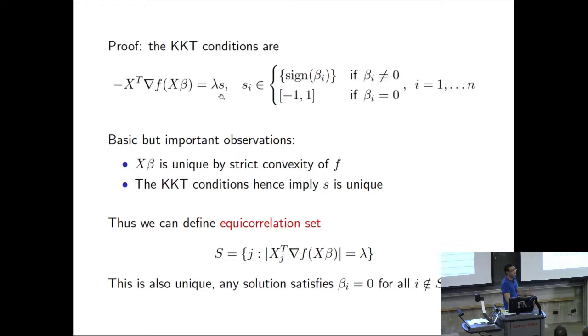The subgradient of beta at the solution is unique itself because they only depend on x beta. So the left-hand side is unique. The right-hand side must also be unique then. Doesn't matter which beta we take, it will generate the same subgradient.